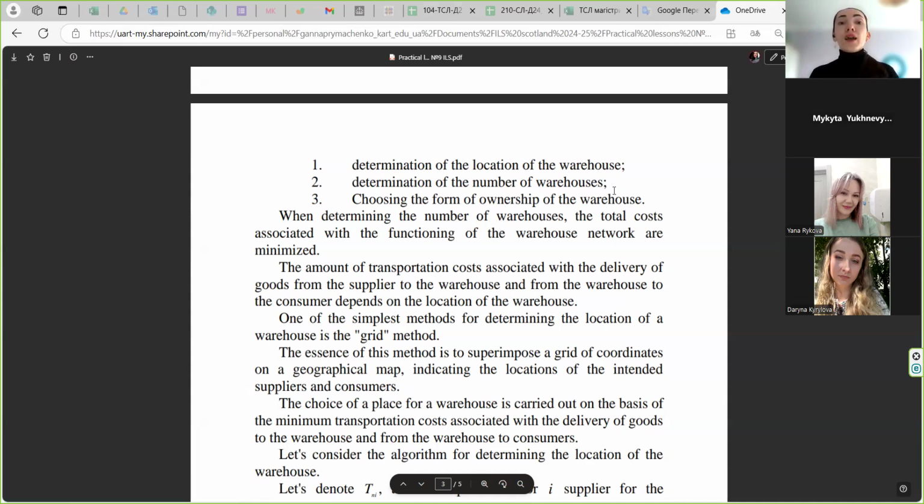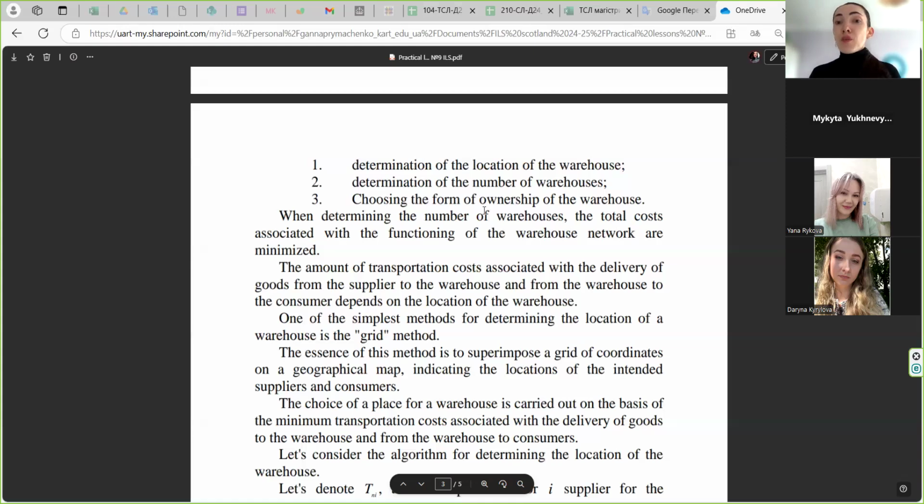And the third step, we need to choose the form of ownership of the warehouse. We can build it ourselves, from our company. We can rent it, for example, if it is okay for us and it is a good location. So we have different variants, and we need to understand what we need and how much it costs. So we need to understand and to calculate it.